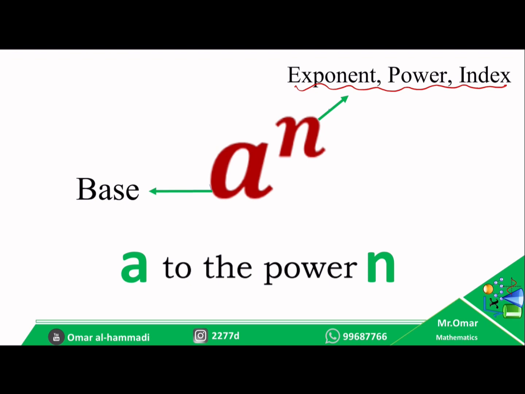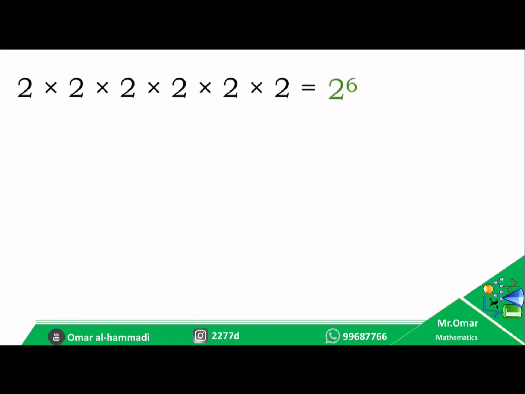For example, we have 3, 2. How do we read this one? 3 to the power 2. And what is the meaning of this one? The meaning is 3 multiplied 2 times. يعني ضربنا الثلاثة مرتين. Here is another example. We multiply 2 how many times? 6 times. So we write it 2 to the power 6.